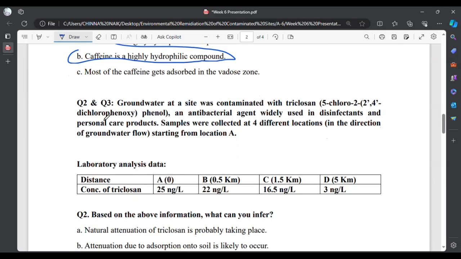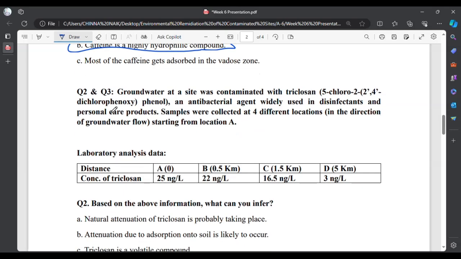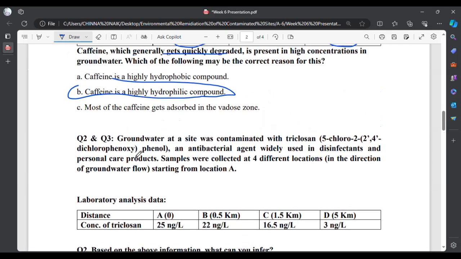There is common data given for question number 2 and 3 as well, so we have to use this data for both question number 2 and 3. What they're saying is: groundwater at the site was contaminated with triclosan, 5-chloro-2-(2,4-dichlorophenoxy)phenol, an antibacterial agent widely used in disinfectants and personal care products.